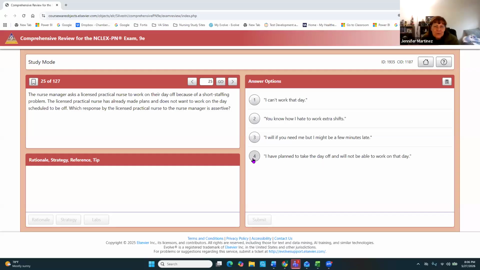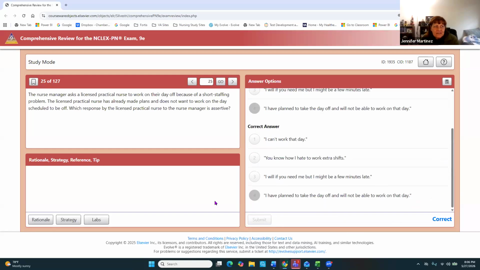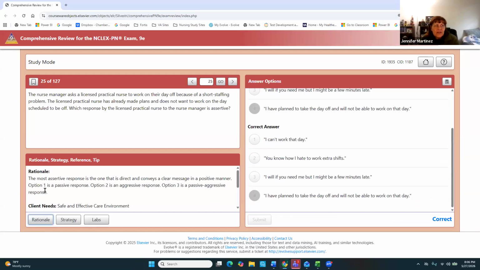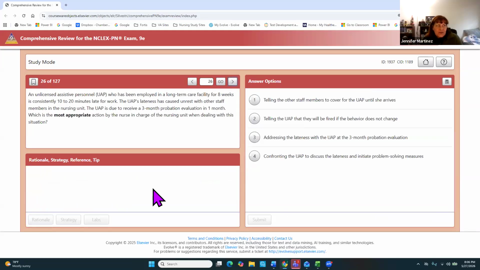All right, we're going to go with four. So yes, it is four. So remember assertive. The most assertive response is the one that is direct and conveys a clear message in a positive manner. Option one is passive. Option two is aggressive. And then option three is passive aggressive, right? I'll work, but I'm gonna be late. So yeah. The most correct is I plan to take the day off and will not be able to work on that day.